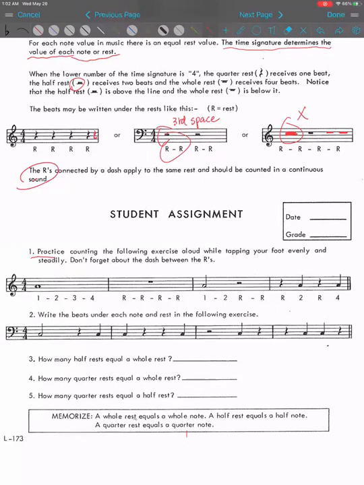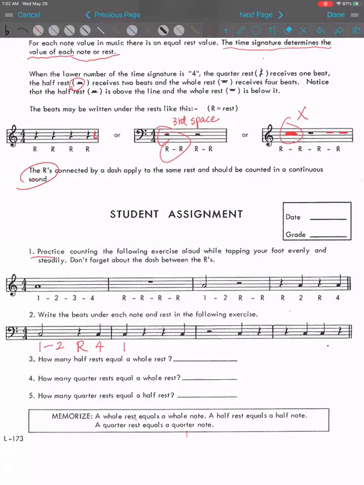And then number 2, write the beats under each note and rest in the following exercise. So let's try 1-2, because it's a half note and we have to have the dash in between them to connect the value. The third one is a quarter rest, so I'm going to write an R here. And the next one's not going to be 3, because the third beat is replaced by the R, so you're going to write 4. That's the fourth beat of the measure.